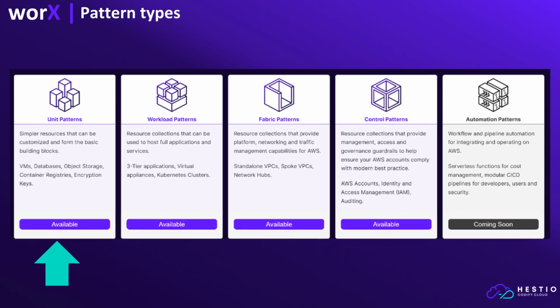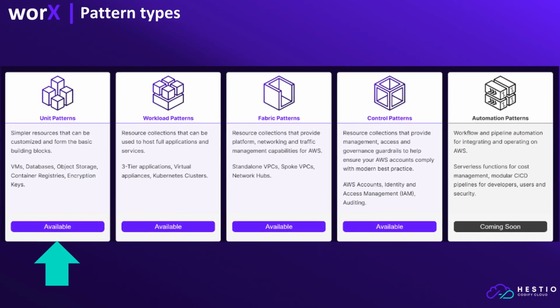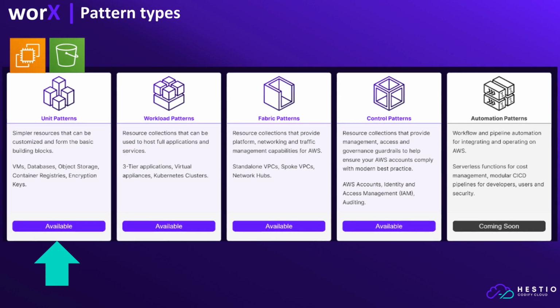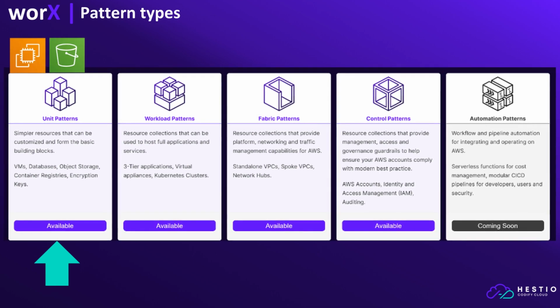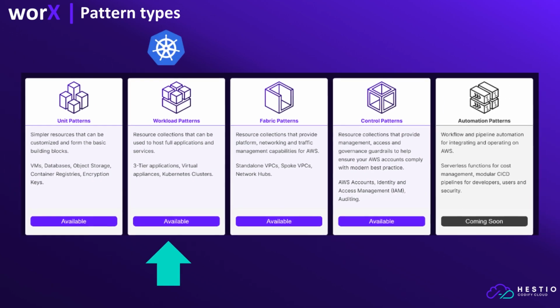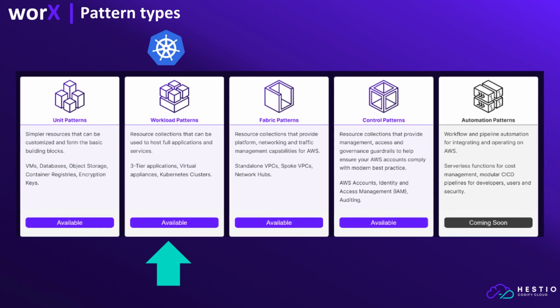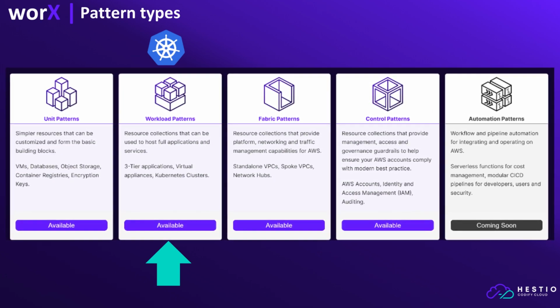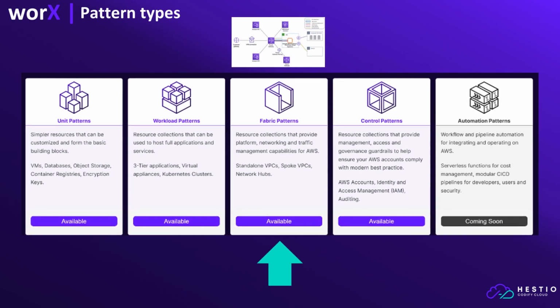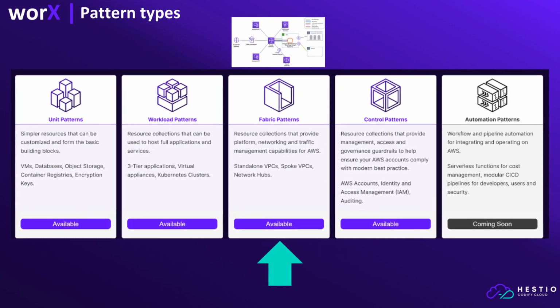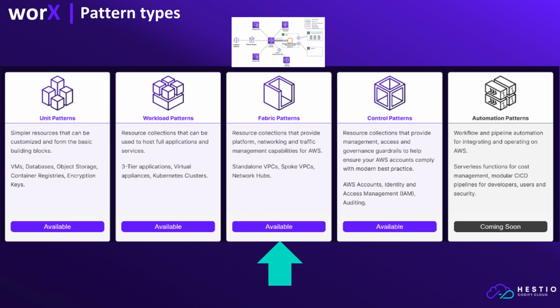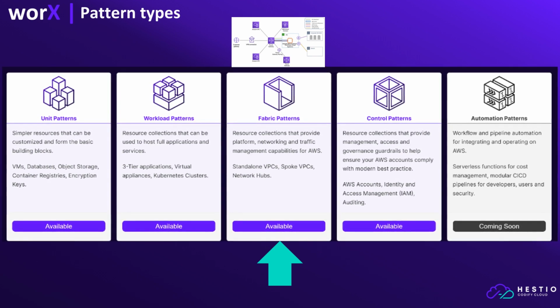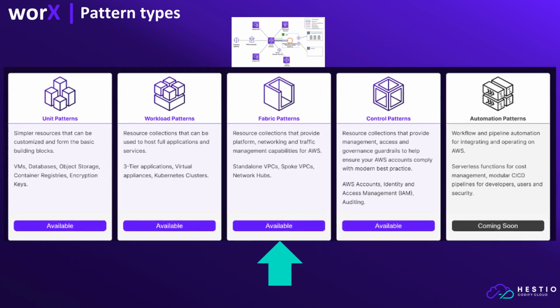The Hestio worX library is divided into 5 different pattern types. Unit patterns are the basic building blocks like EC2, S3 or RDS. Workload patterns are collections of resources that make up an application stack or service, for example, a 3-tier application or a Kubernetes cluster. Fabric patterns are foundational services like enterprise-grade networks. Hubs, spokes, and secure edge zones are good examples of fabric resources.